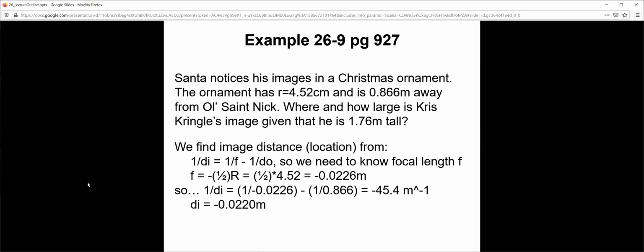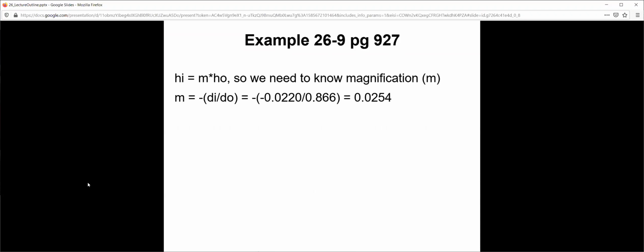Once you know the focal length, plug it into the equation, solve for the inverse, we find that Kris Kringle's image is 0.022 meters inside of the ornament. He is 0.866 meters away, but the image is 2 centimeters inside of the ornament. And right, the ornament's not going to have that much of a difference. Well, sorry, the ornament's not going to have as much of a length necessarily. That makes sense.